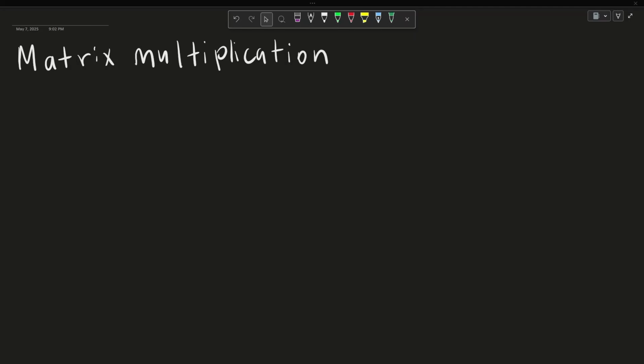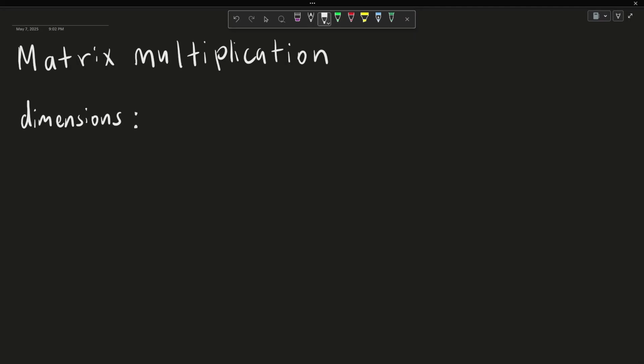Today in the linear algebra series, we'll be going over matrix multiplication. So when multiplying matrices, there are a few things we must keep in mind. Firstly is the conformability of the two matrices. Conformability refers to how the dimensions of the two matrices relate to each other.